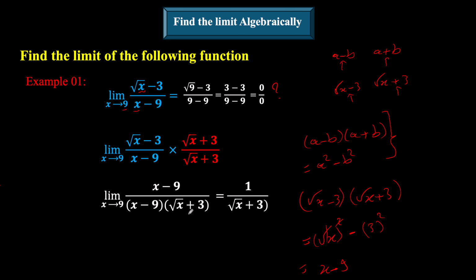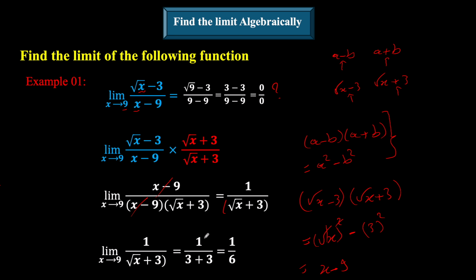Here we have the advantage of doing those steps, multiplying by the conjugate: you see, x minus 9 and here x minus 9. So we have the advantage to cancel this with this. We divide x minus 9 by x minus 9, so this is equal to 1. So we have 1 over the square root of x plus 3.